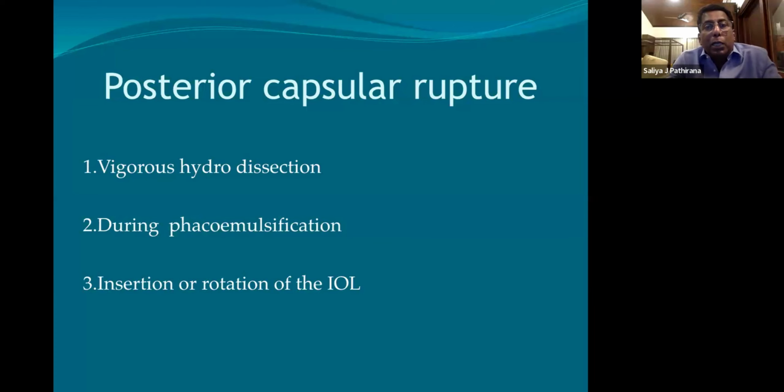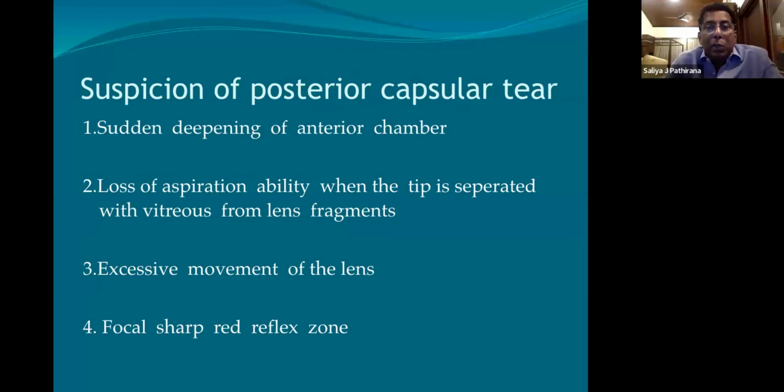So how do you suspect when there is a posterior capsule rupture? Number one, you will find sudden deepening of the anterior chamber. Number two, suddenly you will find that the aspiration ability is lost because the vitreous comes between the tip and the lens fragment. So the lens fragment won't get sucked into the tip easily. Then you have to suspect that there is vitreous in the AC.